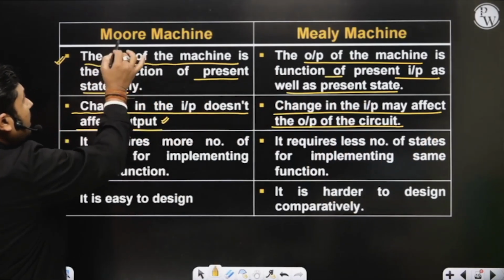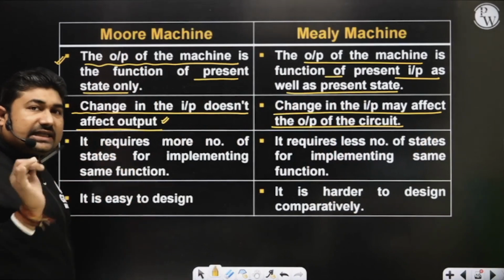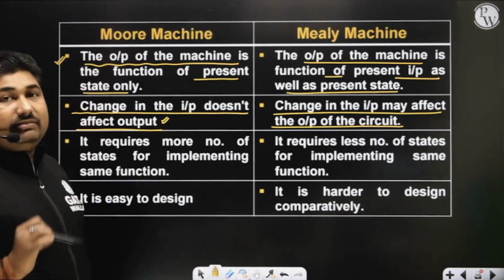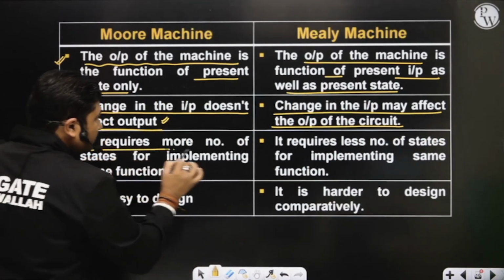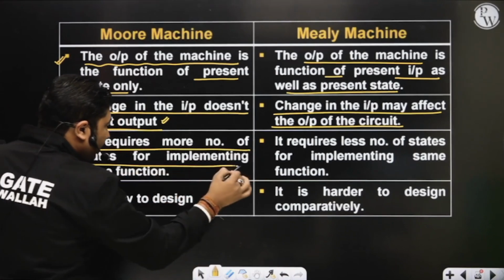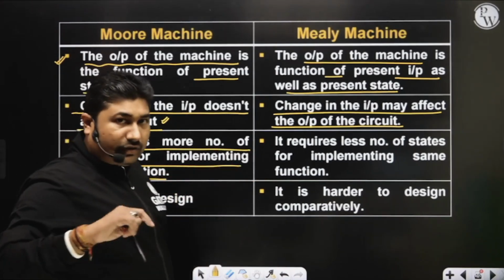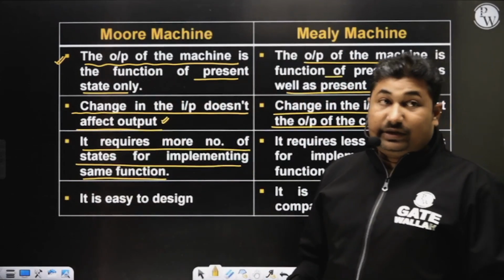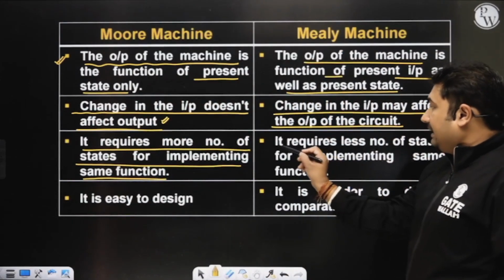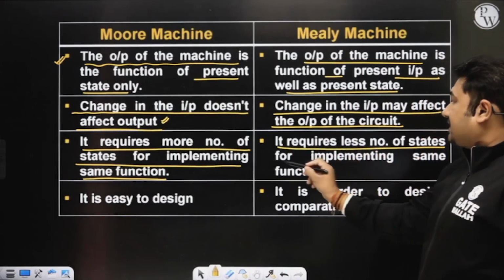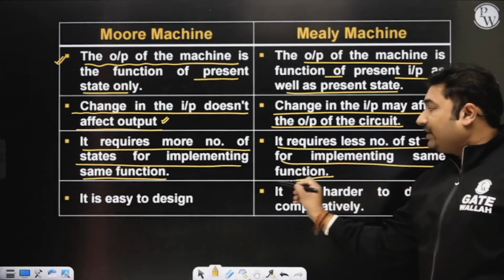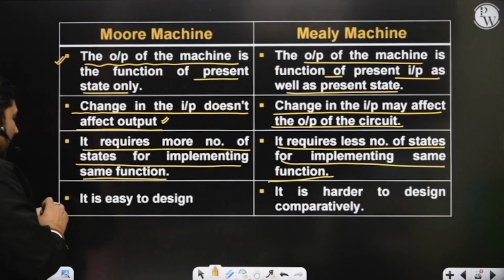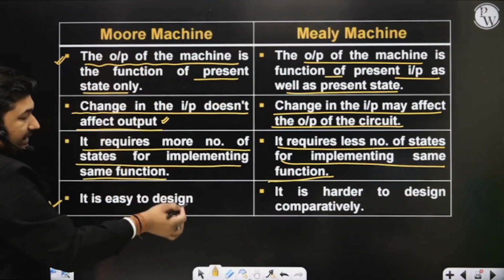Next, in the Moore machine, the number of states required to implement any function is more compared to the Mealy machine. So it requires more states for implementing the same function. When the number of states increases, it means the number of flip-flops increases, and delay increases. Is it okay? When we talk about Mealy, it requires fewer states for implementing the same function as implemented by the Moore machine. Is it okay? Last one, the Moore machine is easy to design.